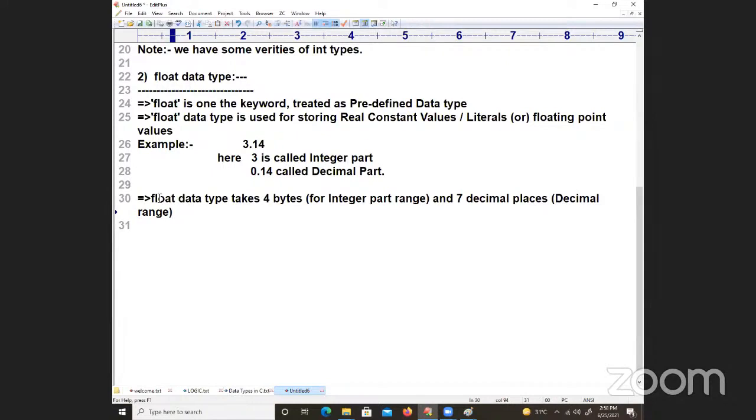I hope that you people understand. Float will take how many bytes? 4 bytes. And it is taking what? 7 decimal places. Dear students, are you understanding?